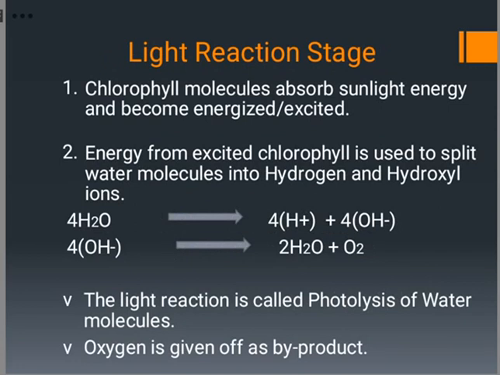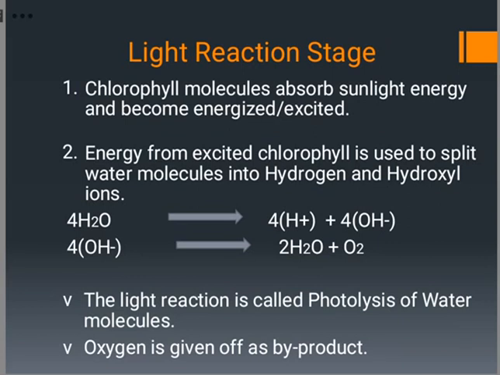Now let's look a little bit more into each of these two stages. The first one being the light reaction stage. There are a few points that you need to note there. One, chlorophyll molecules absorb sunlight energy and become energized or excited. As the sun rises and the leaves are exposed to bright radiation from the sun, the molecules of the chlorophyll absorb sunlight energy and become excited, or we say they become energized.